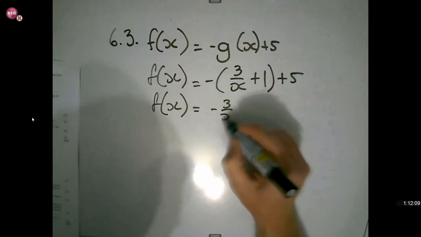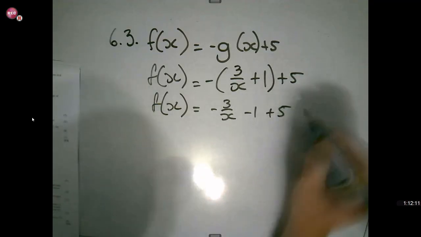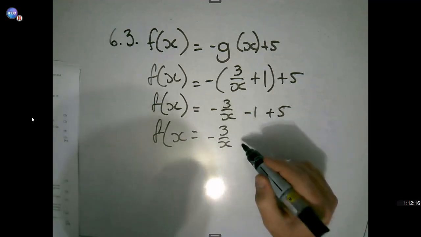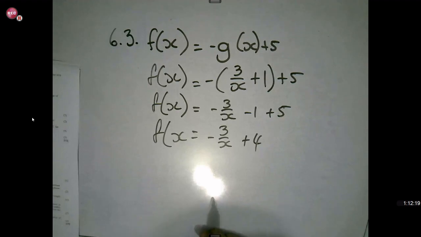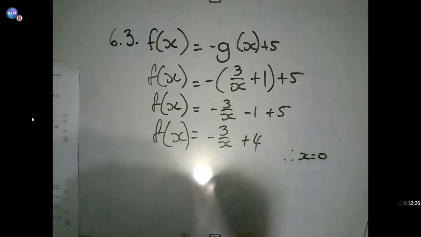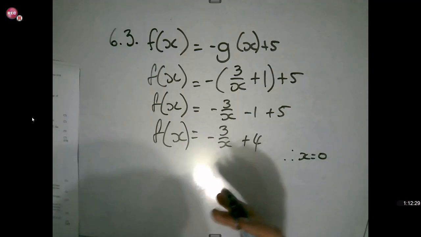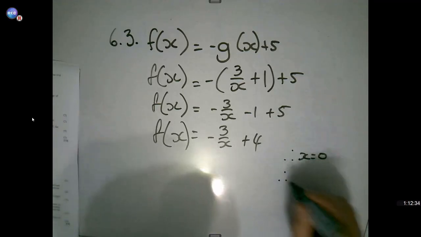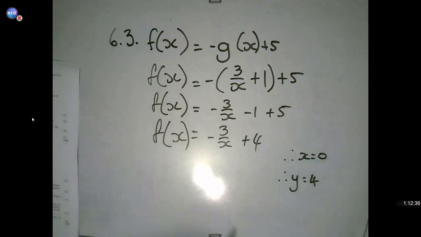So negative 3 over x minus 1 plus 5. So f is equal to negative 3 over x plus 4. So if I go and calculate this, I would know that x is equal to 0. Okay? So if x is equal to 0, then therefore, I would also know that y is equal to positive 4. And that's where we'll give you the marks for that question. Okay. Sorted.